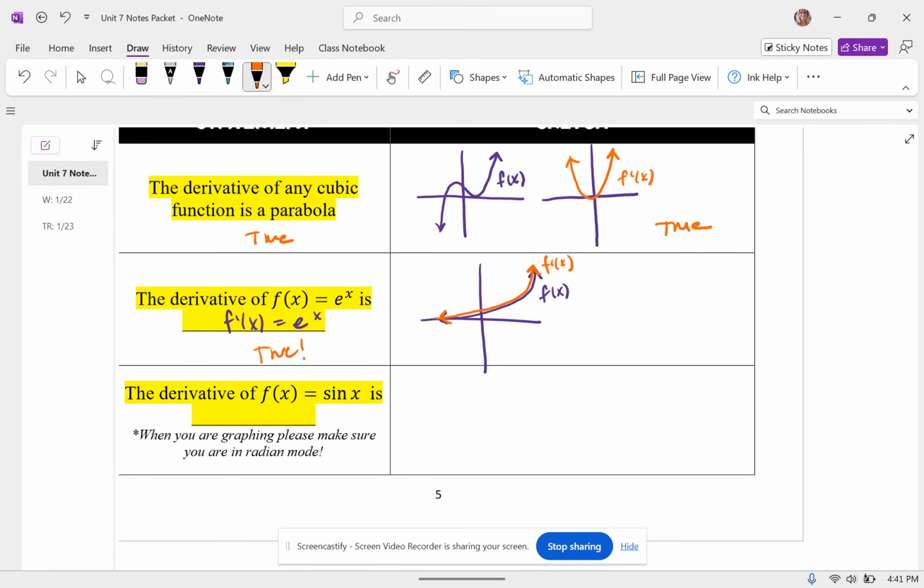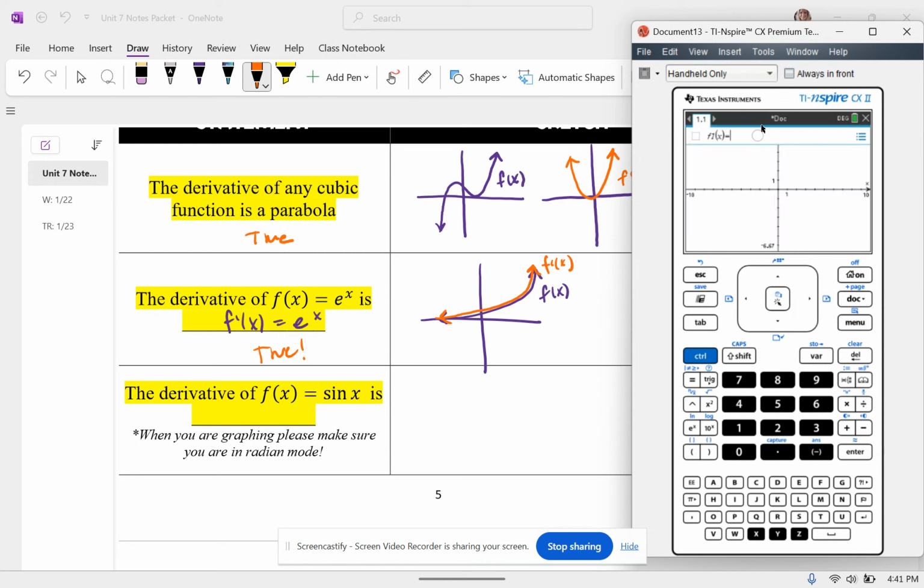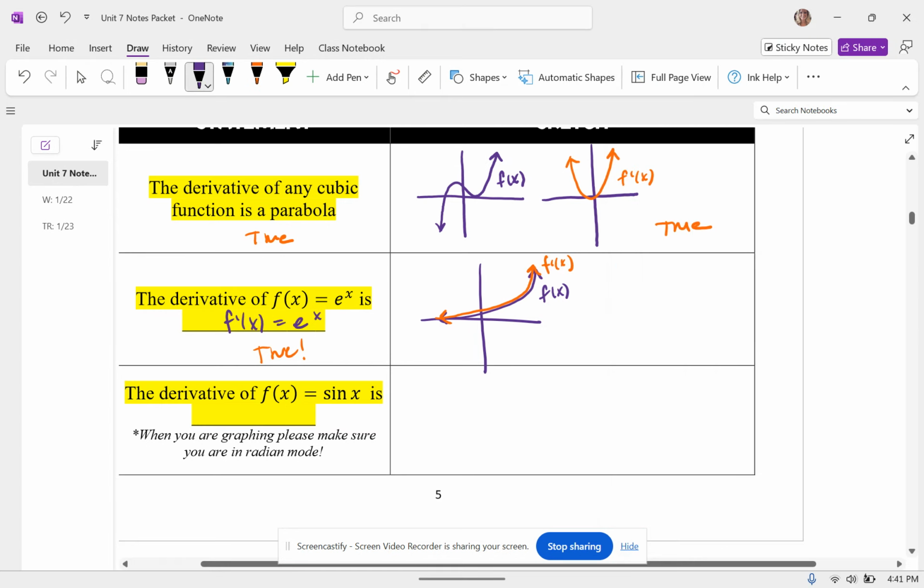The derivative of f of x equals sine of x. Let's make sure we're in radian mode, okay? Ooh, let's graph its derivative. That looks like a cosine graph. My goodness.